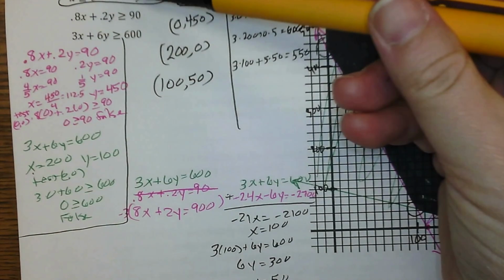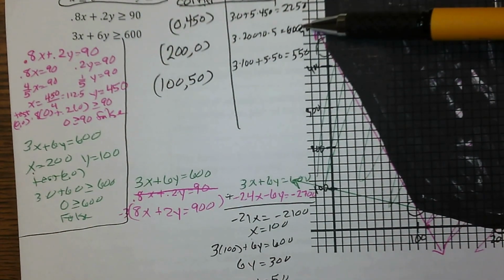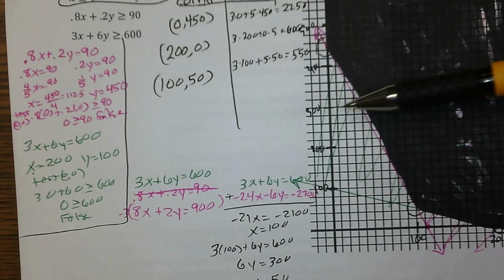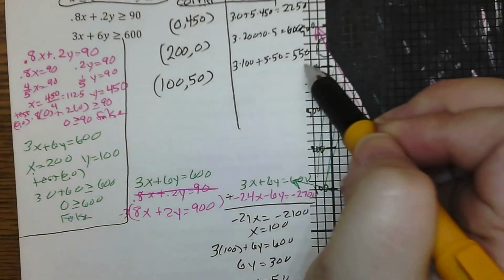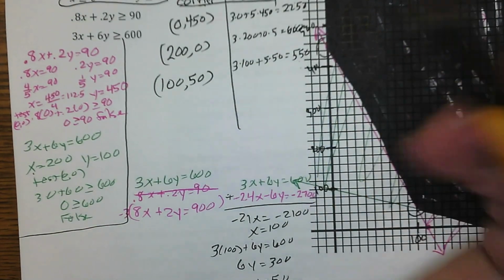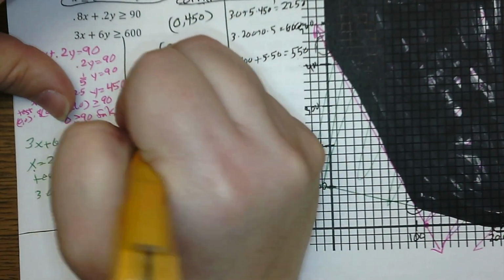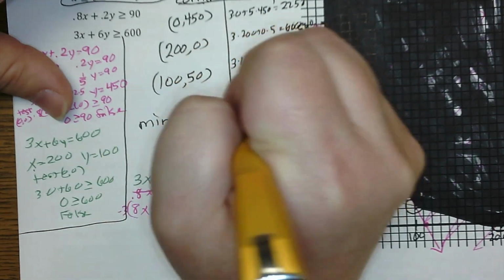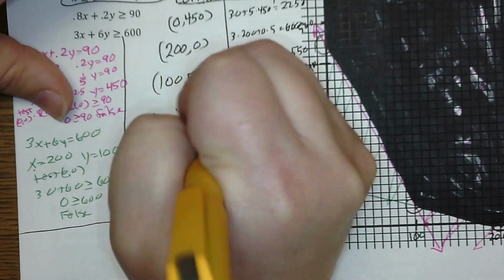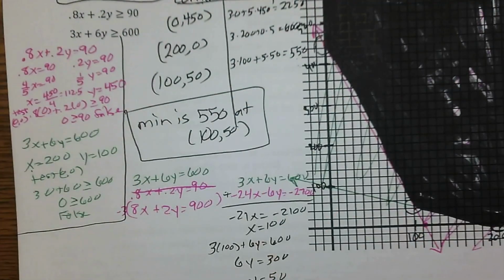What are we trying to do here? We're trying to minimize. So the smallest number here, this was 600, this was 550, is this point 100, 50. 300 plus 250 for 550 right here, 600, I'm just double checking. So minimize the function. So the min is 550 at 100, 50 is our answer.